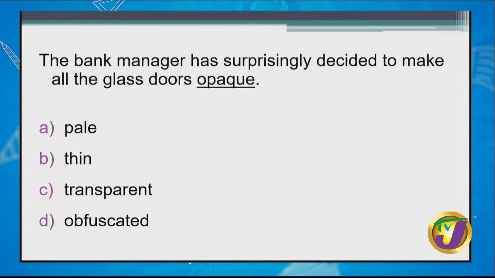All right, let's look at the next sentence now. The bank manager has surprisingly decided to make all the glass doors opaque. Opaque. What does it mean to be opaque? Think about it. I think these are the words we normally learn in grades 3 and 4 when we're doing opposites. So if they're not opaque, which means one thing, when it's opaque, can't see through it. So the opposite of something that is opaque naturally is something that is transparent. So opaque, you can't see through it. It's solid more or less. Whereas transparent, you can see through it.